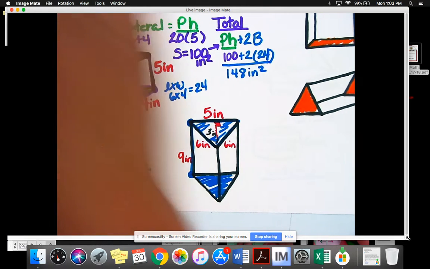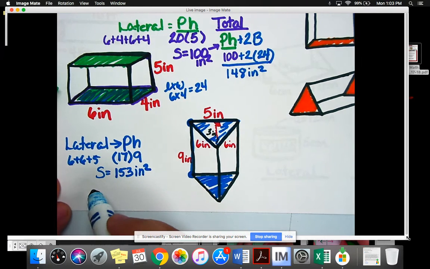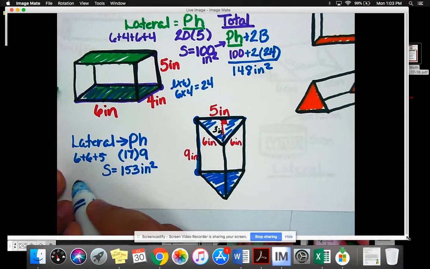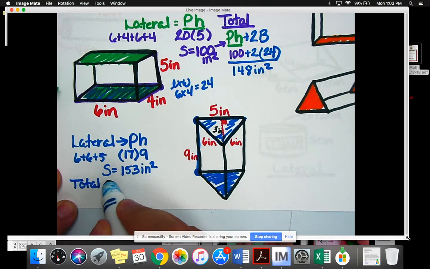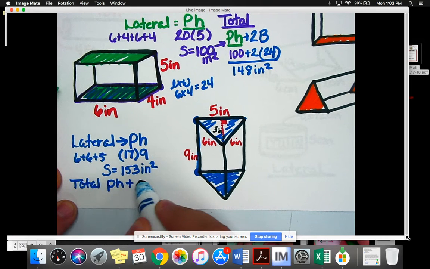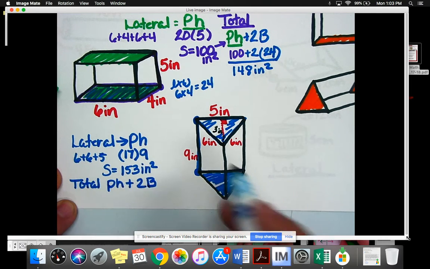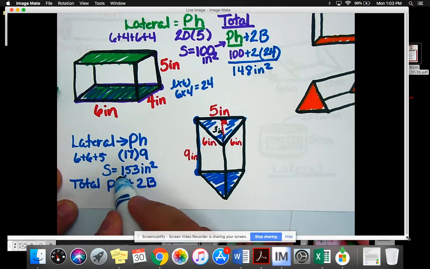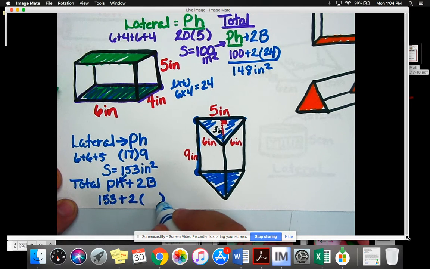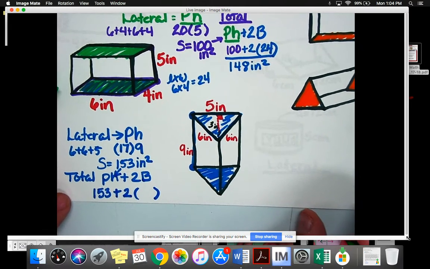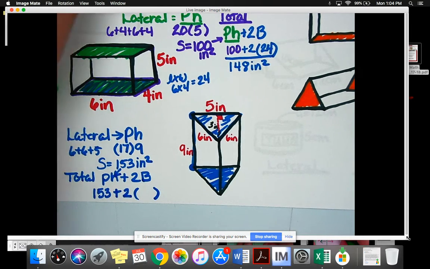And again, with our total surface area, total is the same thing. Total, let me write here, total is big PH plus 2 big B. Well, we already know that this one is the same, so we're going to copy paste it. So it's going to be 153 plus 2. Now we just got to figure out the area of the base. Well, the base is a triangle, and how do you find the area of a triangle?